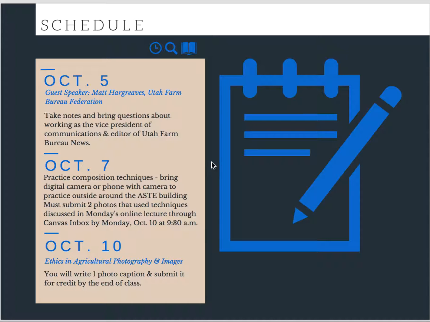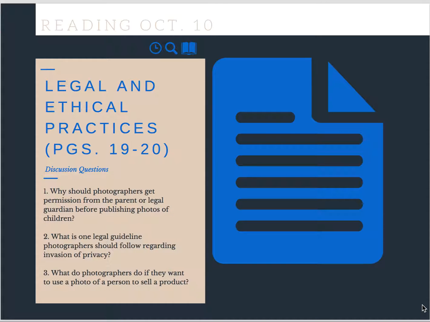On October 10th, you will receive participation points for writing a photo caption and submitting it for credit by the end of class. To help you prepare for the Ethics in Agricultural Photography and Images lecture, you have 2 reading assignments to accomplish. I have the Legal and Ethical Practices paper available for you to access in the module. And these are the 3 discussion questions we will address. They are also available in Canvas.